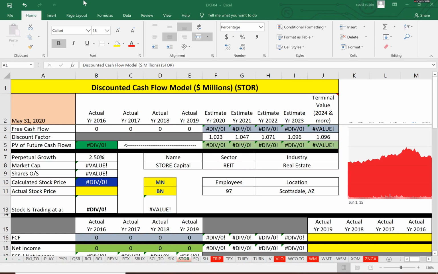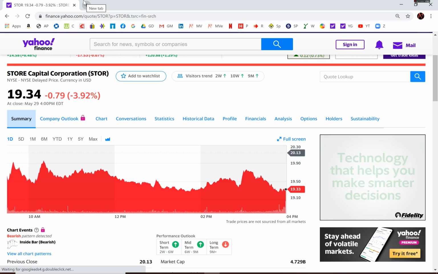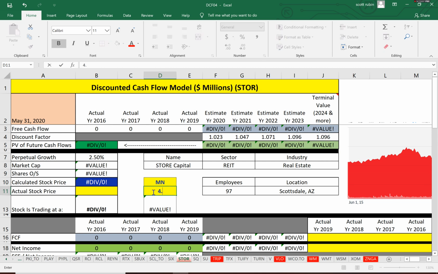We're going to calculate the stock price for STOR Capital, and this is a REIT. The first thing we're going to do is get the market cap, 4.73 billion, and then the stock price, $19.34. The market cap divided by the stock price equals the shares outstanding. They have 245 million shares outstanding.